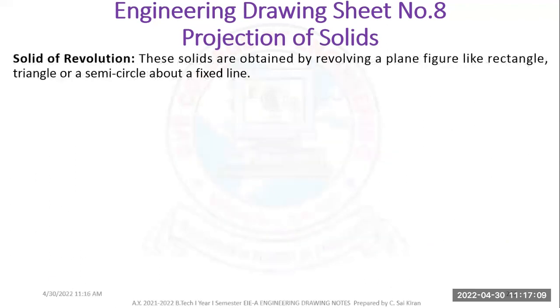So next, solid of revolution. If I take a rectangle and revolve it 360 degrees, then I'll get a cylinder. If I take a triangle and rotate it 360, then I'll get a cone. If I take a semicircle and rotate it 360 degrees, then I'll get a sphere. So these are the different solids of revolution you can have here.